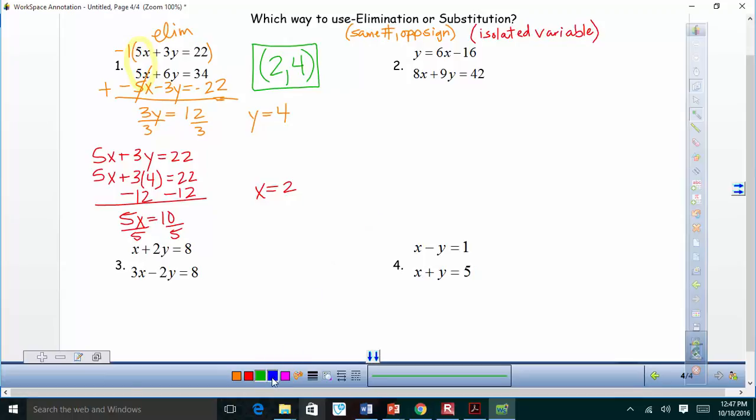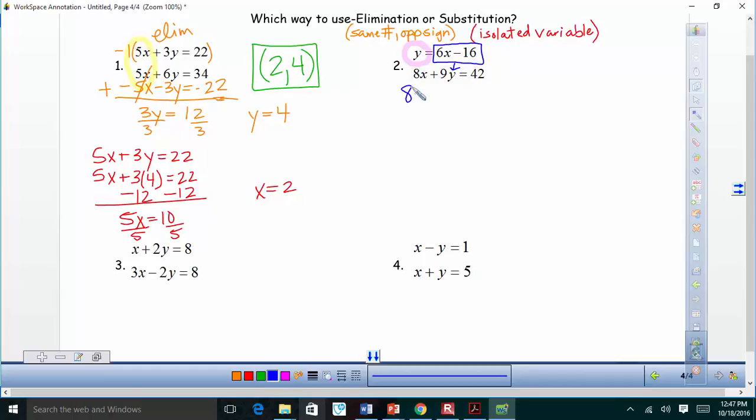Okay, in number 2, looking at the setup of this, would it be easier to do elimination or substitution? Substitution. Why is that? Very good. Y is already by itself, solved for. So we need to go back over substitution because you will have to use it on your test. We're going to take 6x minus 16, and what letter am I putting that in for? Y. So I'm going to put it in the other equation for y.